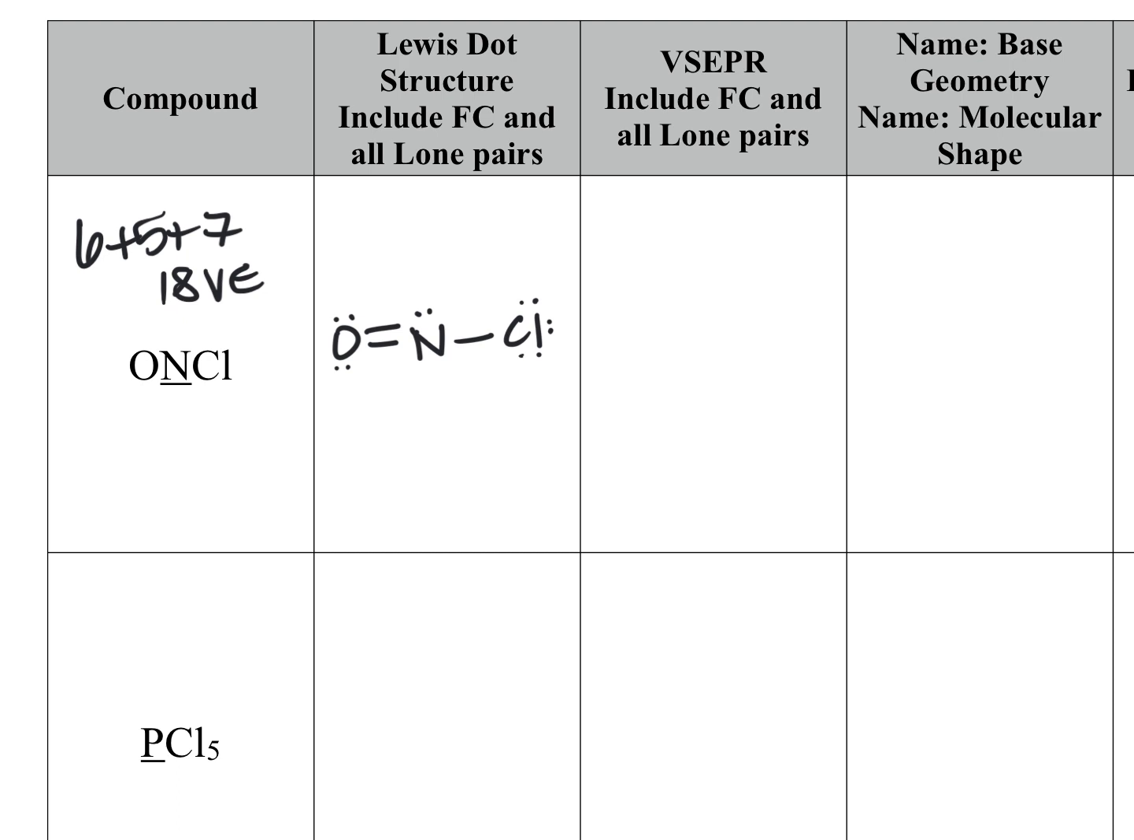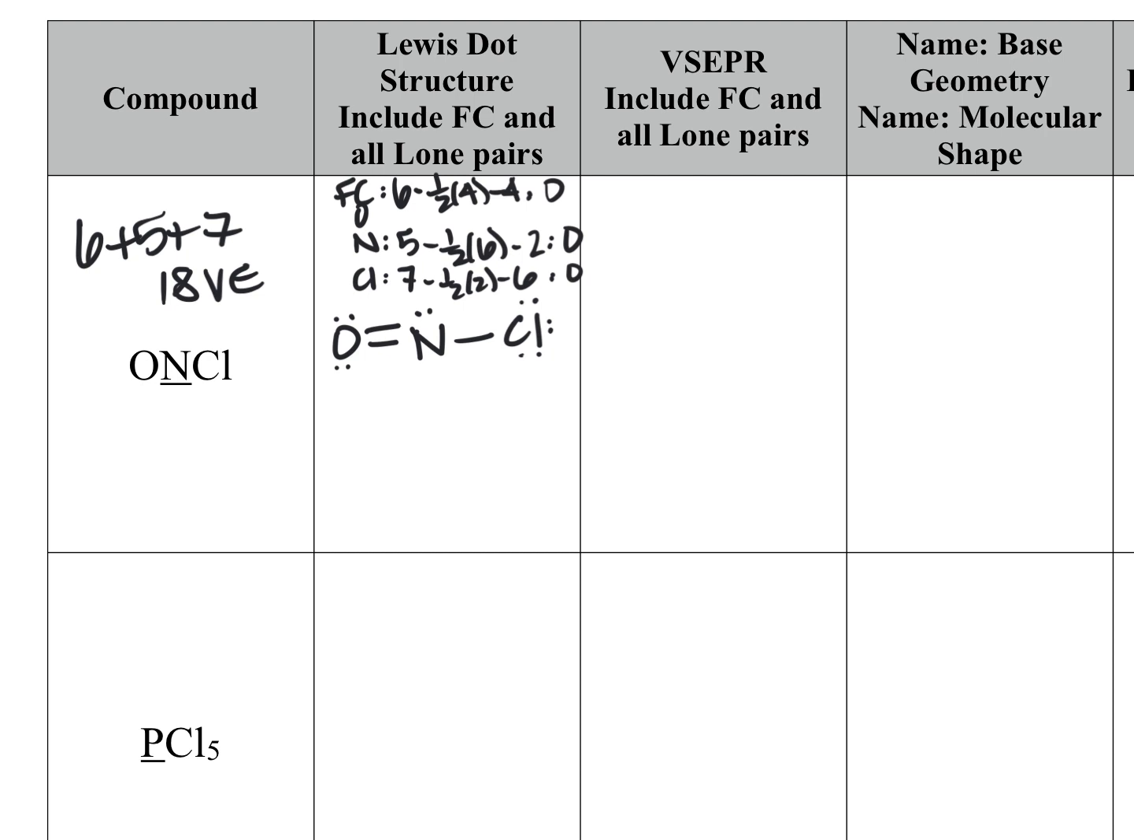The reason I did that is because typically halide ions, so chlorine, bromine, etc., do not in fact create double bonds. So let's look at our formal charges. For oxygen, 6 minus half of 4 minus 4 is 0. For nitrogen, it is 5 minus half of 6 minus 2. That's also 0. For chlorine, it is 7 minus half of 2 minus 6, which is 0.